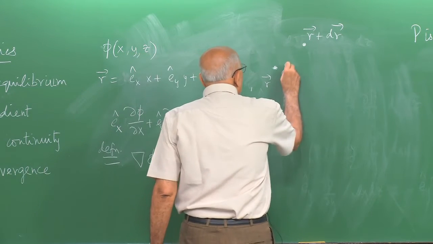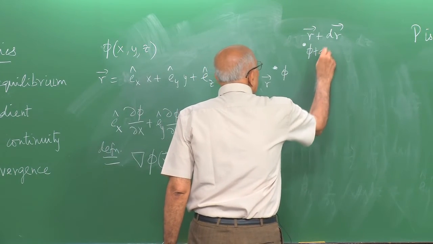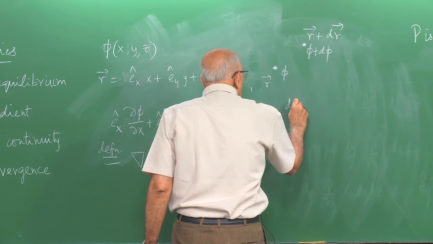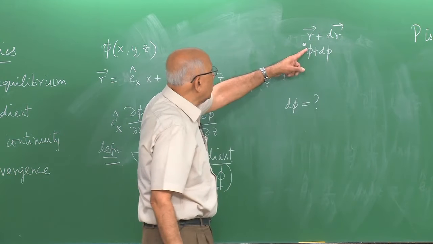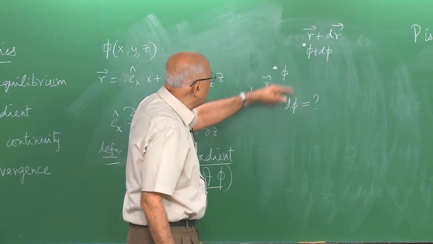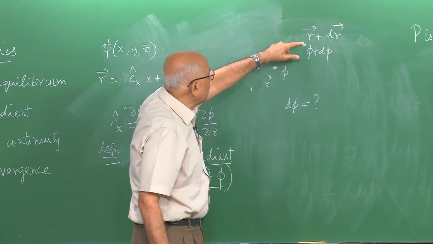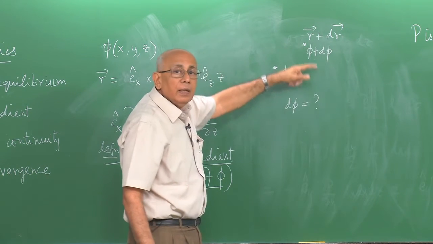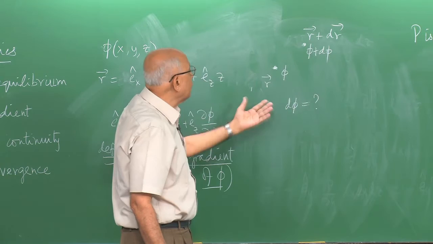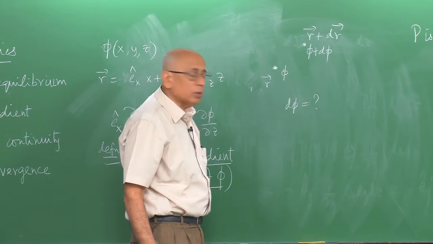So if this is phi and this is phi plus d phi, I could ask, what is d phi equal to? Clearly d phi is going to depend on in which direction you move away from r. So even for a given distance from r, if you move in any direction in space, you may have a different d phi at each of these points.